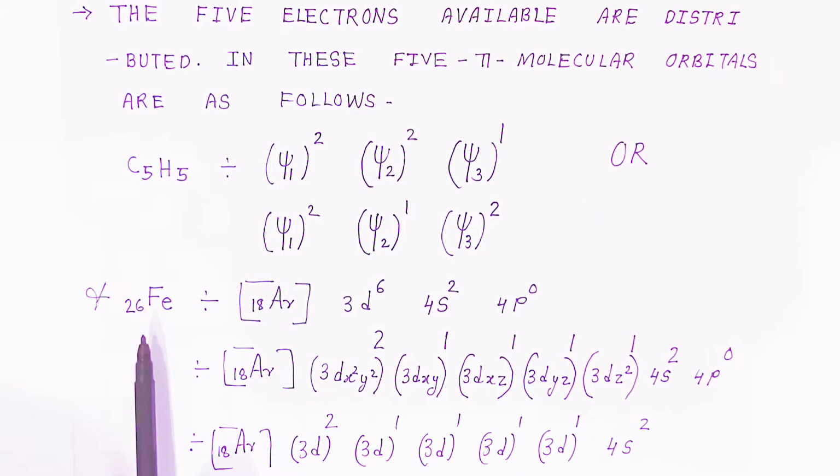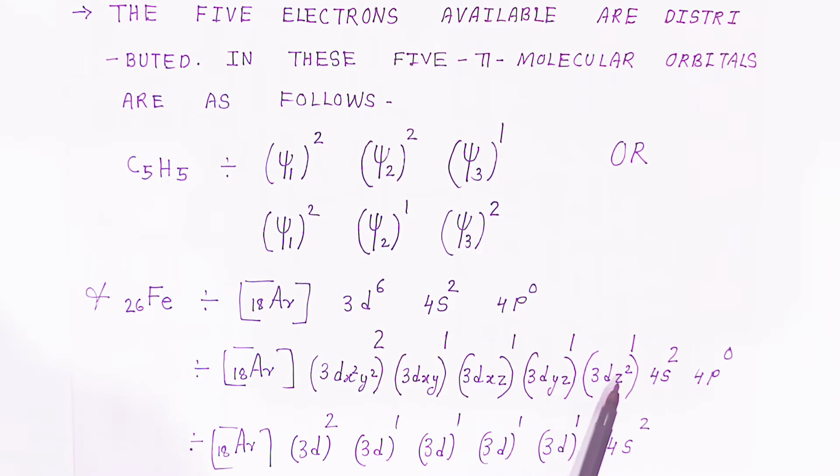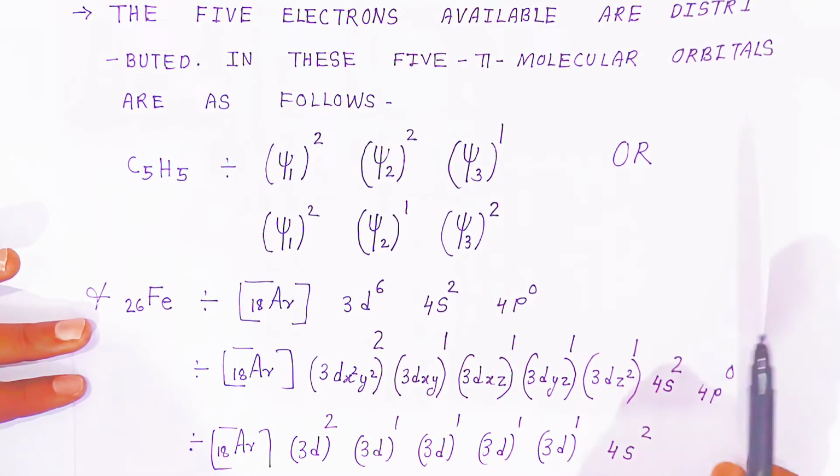Now students, we are going to see the iron. Coming to the iron, atomic number is 26, electronic configuration 3d6, 4s2 and 4p0. When you are talking about the electron distribution, students, the d orbital has 5 sub-orbitals: 3d x square minus y square 2, 3d xy 1, 3d xz 1, 3d yz 1, 3d z square 1, and 4s2 and 4p0. In short, we can also write 3d2, 3d1, 3d1, 3d1, 3d1, and 4s2. So this way you can also write down the electronic configuration of iron.